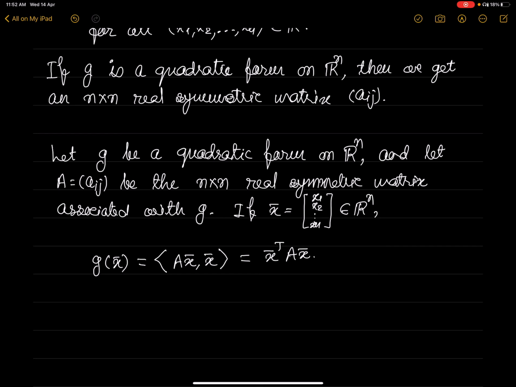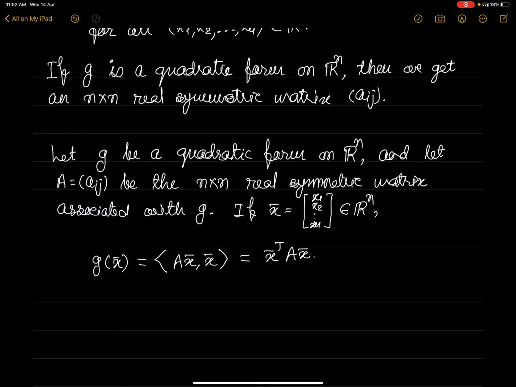And conversely, if we are given any n cross n real symmetric matrix A, then we define G(x) to be the inner product of Ax with x. Then you can check that G is a quadratic form. So this is a characterization, or a form of a quadratic form on Rn.